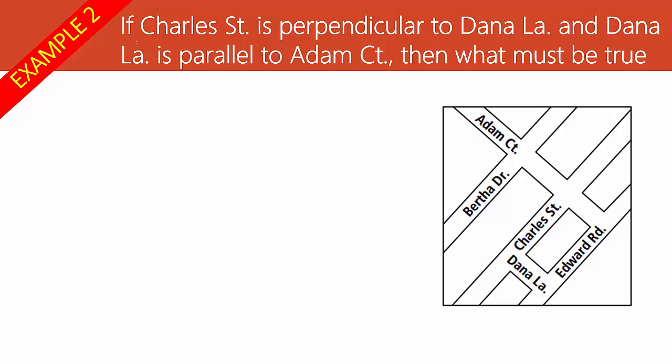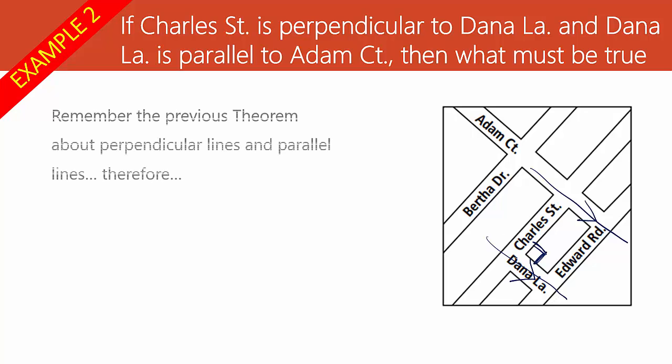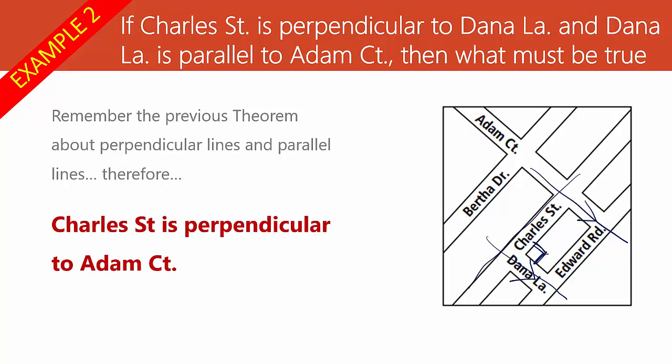Second example, we have if Charles Street, so this one right here, is perpendicular to Dana Lane, so this is perpendicular right here, and Dana Lane is parallel to Adams Court. So this line is parallel to Adams Court, which is this line. Then what must be true? Remember the theorem that we just said. So regarding perpendicular lines and parallel lines, Charles Street would also be perpendicular to Adams Court.